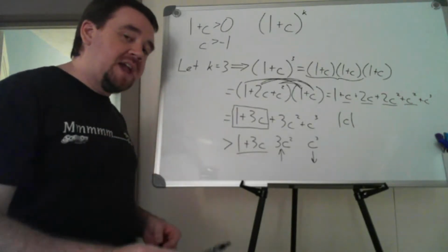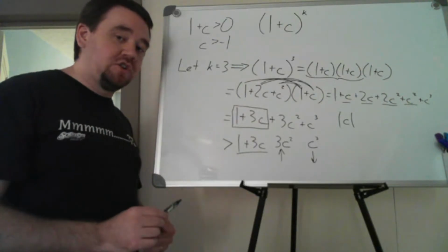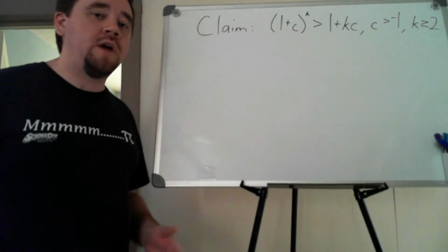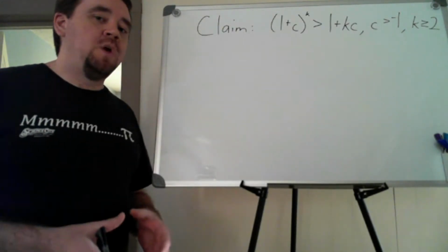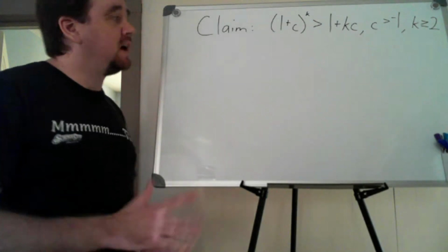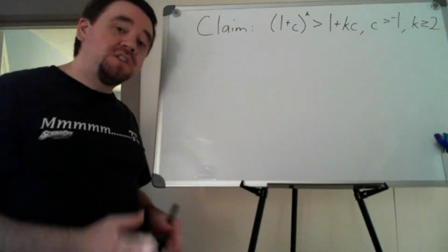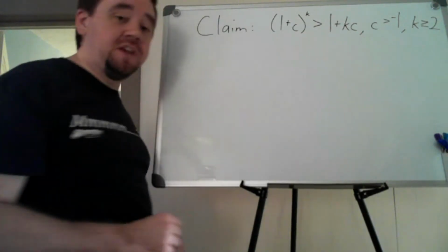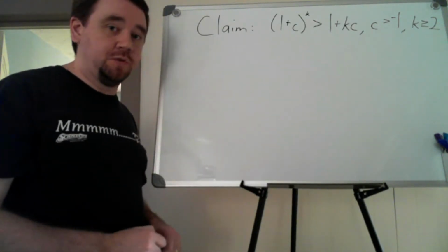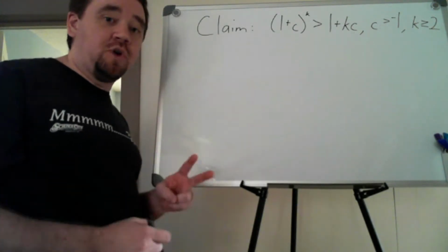So we're going to take a page out of our book from the compound interest video where we used something called induction, and we're going to see if that will work for this too. Remember, for induction, we start with a claim. I have an idea that I hope is true. My claim is that if I take 1 plus c to the k, it must be greater than 1 plus kc for c greater than -1 and k greater than or equal to 2. That's my claim. Now, to see if I can prove that, we have to do this in 2 parts.